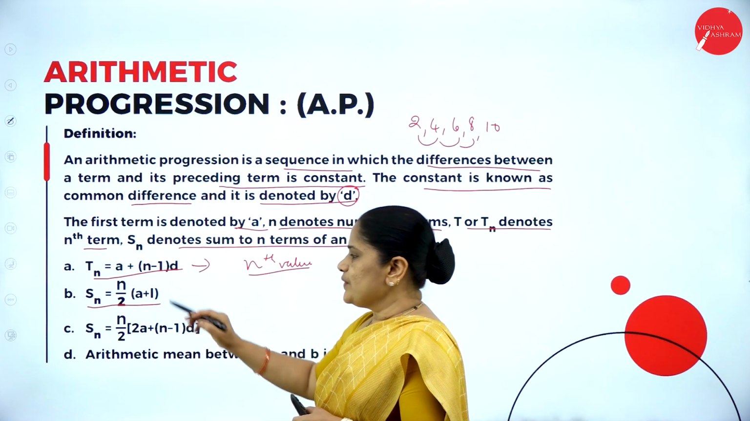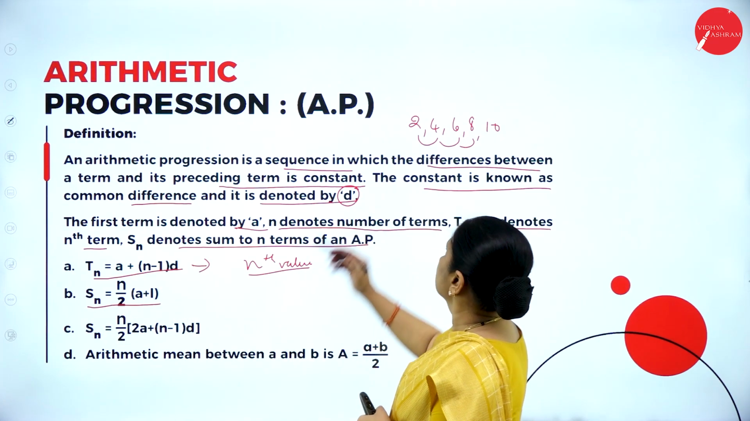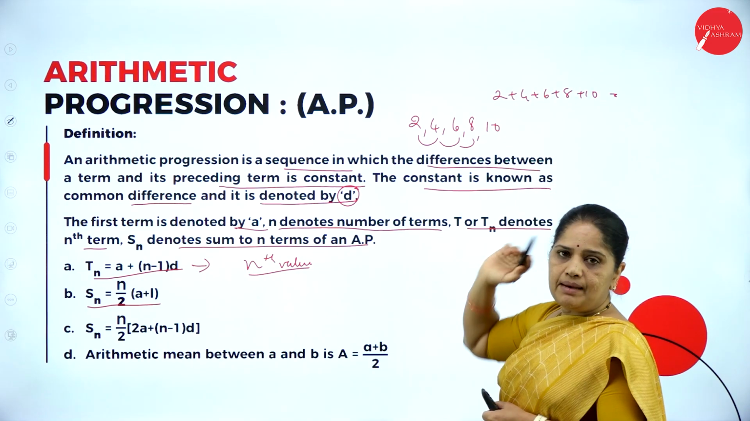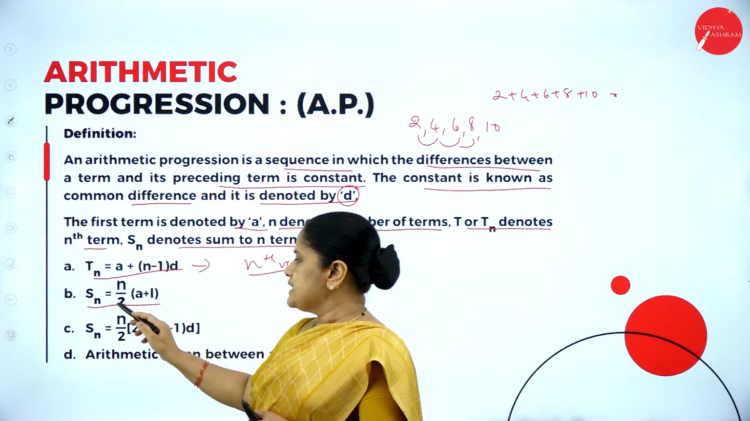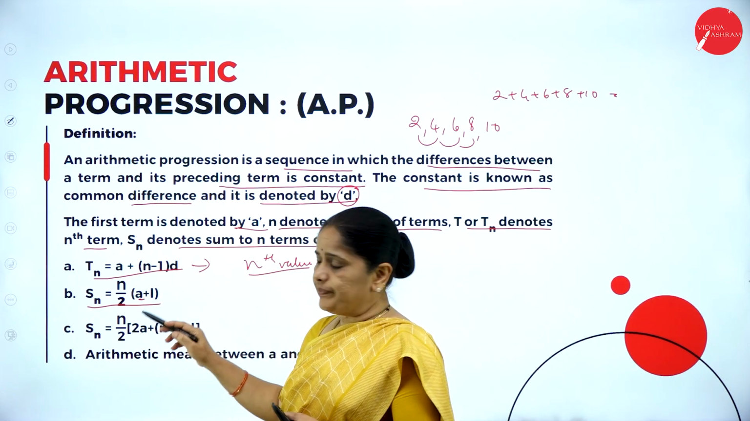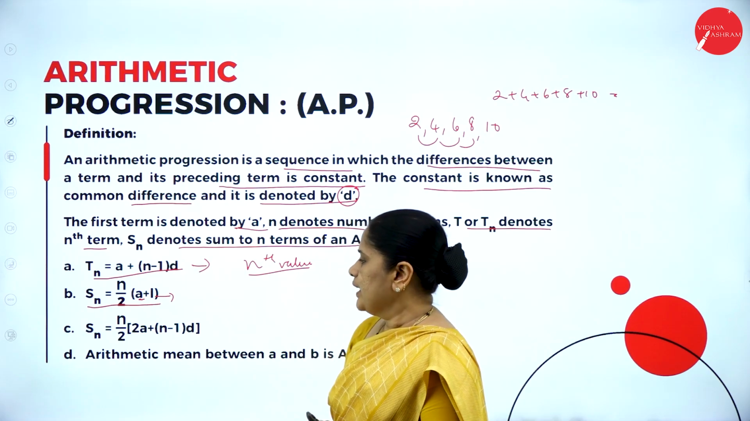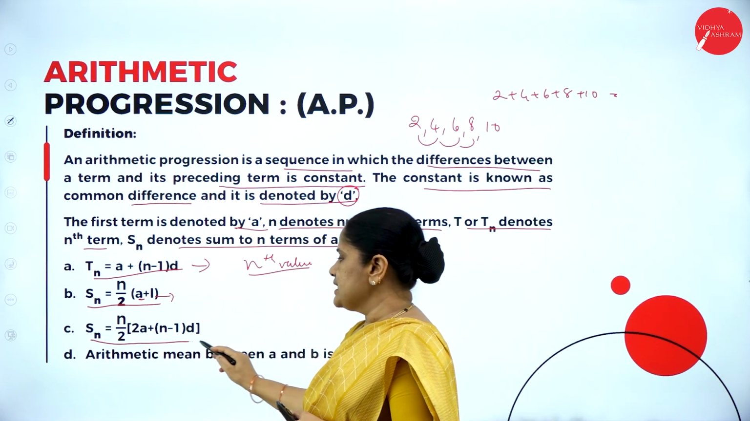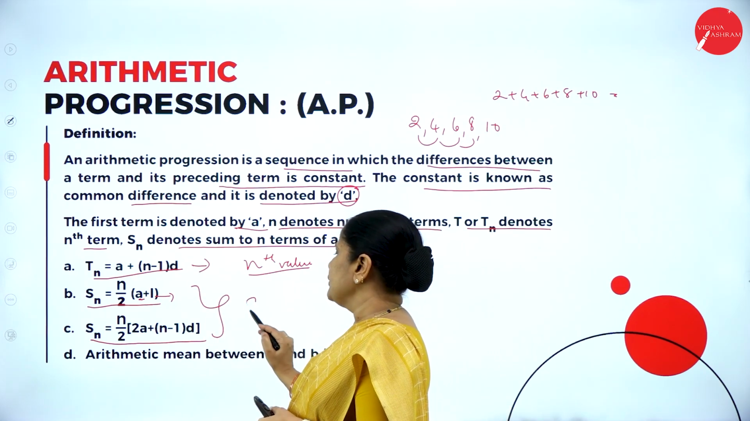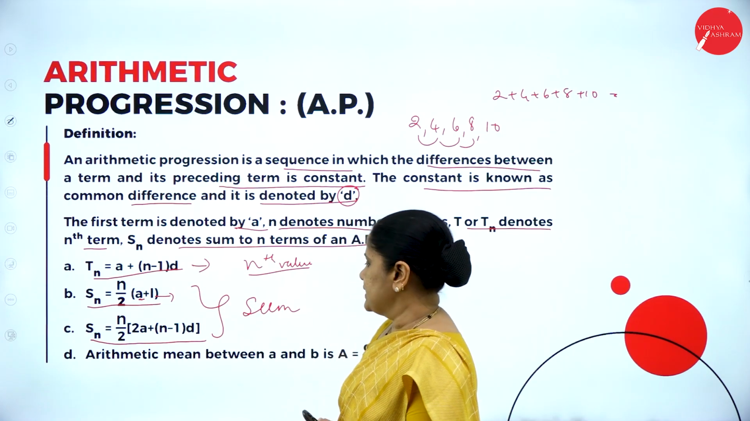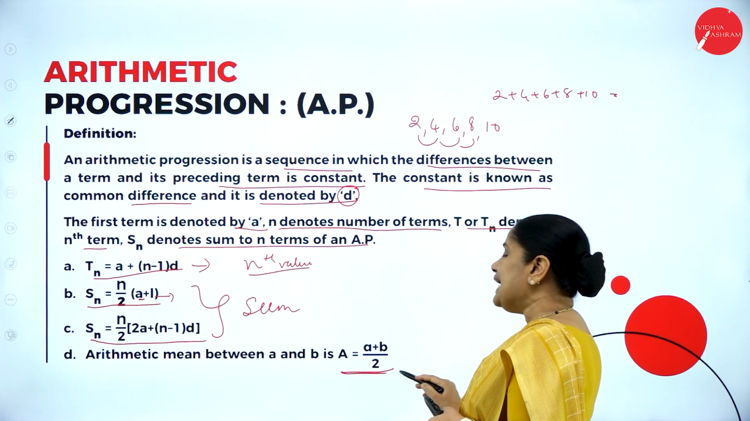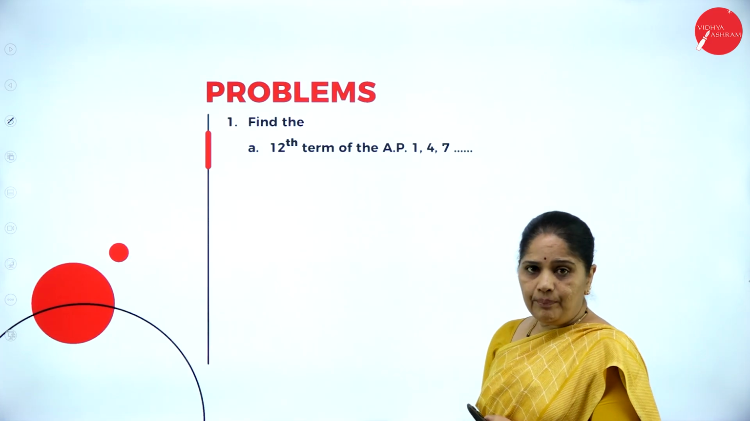Then, suppose we have to find the sum of the series, for example 2 plus 4 plus 6 plus 8 plus 10. For the sum of the series, we have this formula: Sn equals n by 2 into A plus L, where A represents the first term and L represents the last term. The next formula is n by 2 into 2A plus n minus 1 into D. These two formulas are used to find the sum of the series. Arithmetic mean between A and B equals A plus B divided by 2. Now, we go in for the problem.